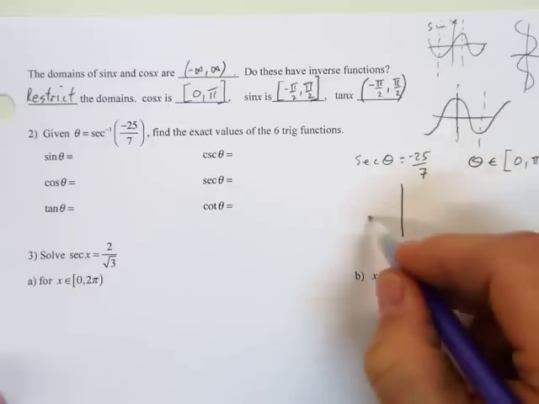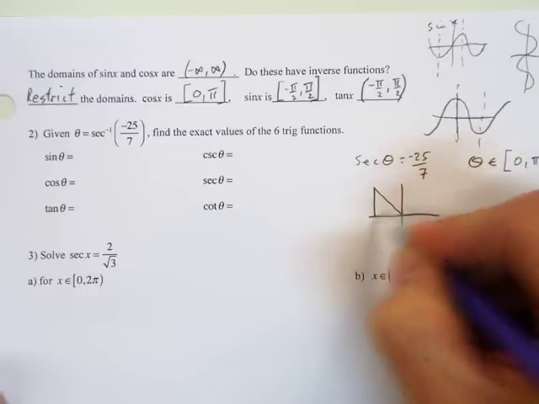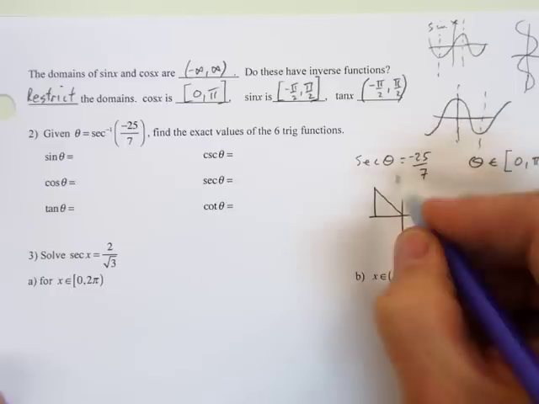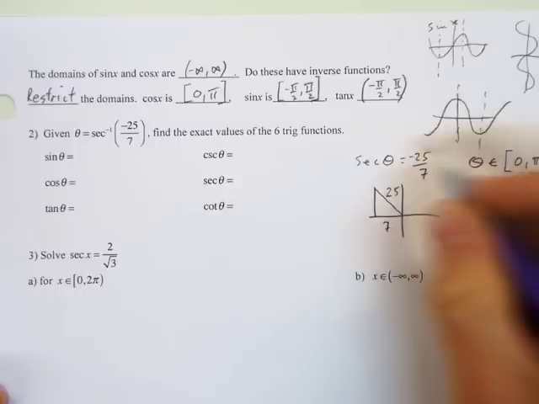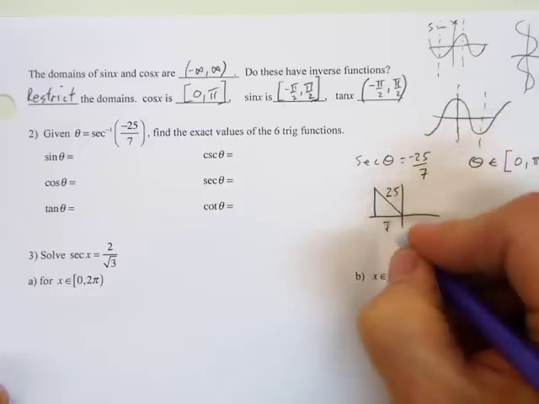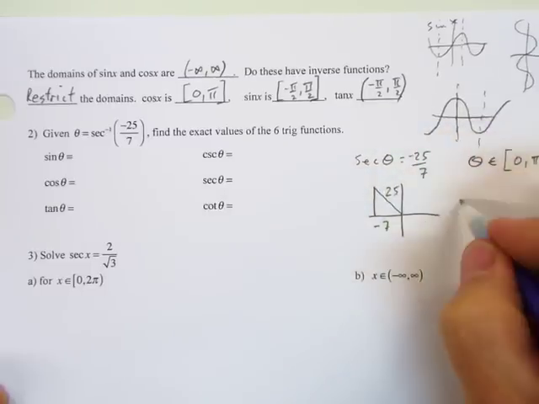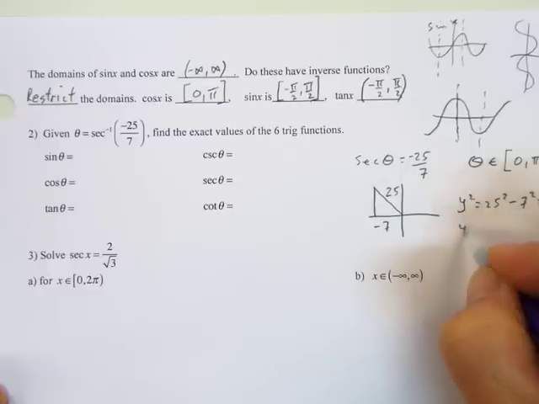Now we'll set up a right triangle. Where is cosine negative in the first 2 quadrants? It's going to be in the second quadrant. Cosine is adjacent over hypotenuse, so secant is hypotenuse over adjacent. We have 25 and 7. Which one is negative? The hypotenuse is never negative, so that's telling us the 7 is negative. And you could do your calculation to say y squared equals 25 squared minus 7 squared, which gives us 576, so y is 24.